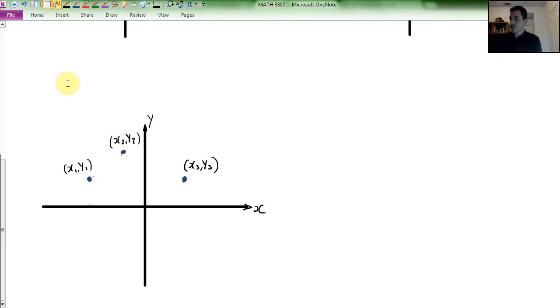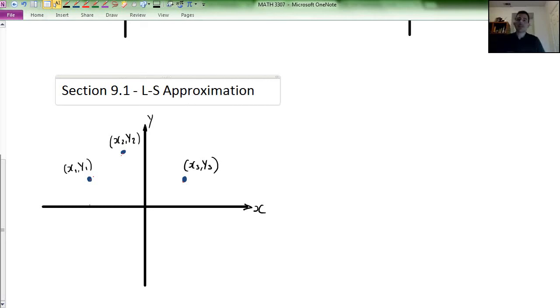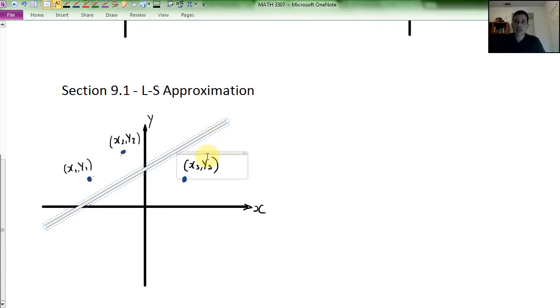Okay, let's take a look at the first approach. This is section 9.1, the least squares approximation, or discrete least squares approximation. Here's the idea. We want to find, let's start with the straight line, the line of best fit, a linear equation or linear function of best fit.